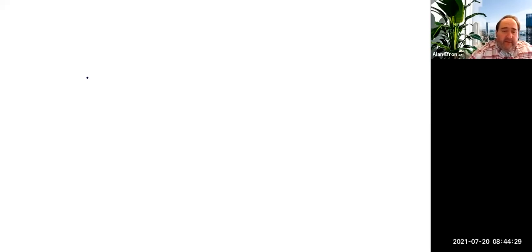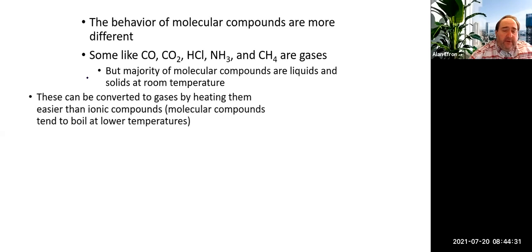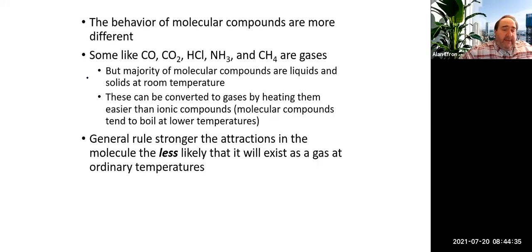And that's very different than what we see with molecular compounds that actually share electrons. When we're dealing with those guys, there are some molecular compounds that are just gases right out of the gate. So things like carbon monoxide, carbon dioxide, hydrogen chloride gas, ammonia, and methane. These are all gases. But a lot of molecular compounds really are liquids or solids at room temperature.